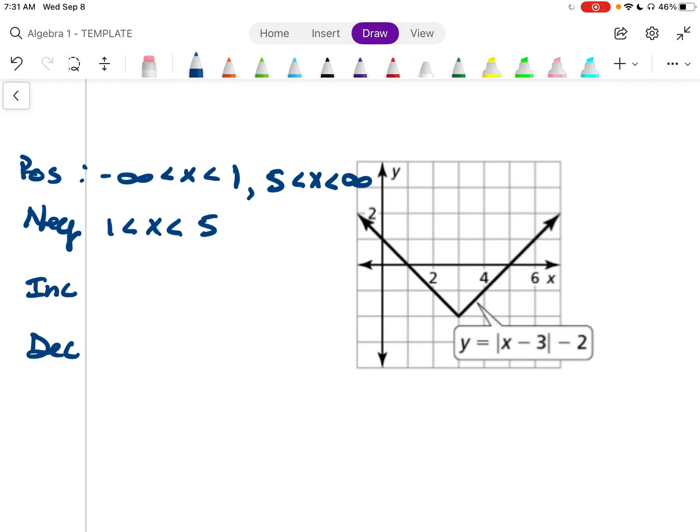Where is it increasing? Well, here, the increasing, we need to look at the change in direction, so that's right there. It's going to be increasing from 3 to infinity, right? All of the right side of that graph. It's going to be decreasing from negative infinity to 3.